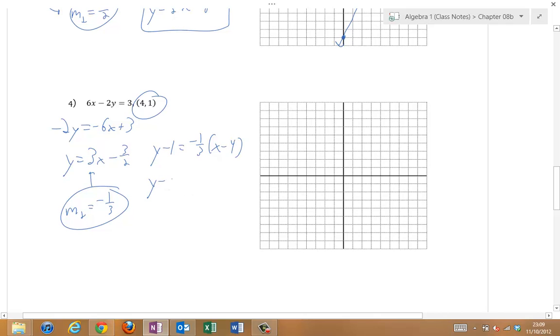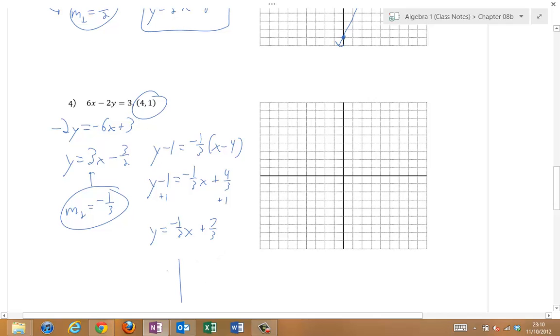Distribute the -1/3. I get -1/3 x plus 4/3. Add 1 to both sides. y equals -1/3 x. When you add 1 to 4/3, you're adding 3/3. So you get 7/3. 7/3 is not a great y-intercept.